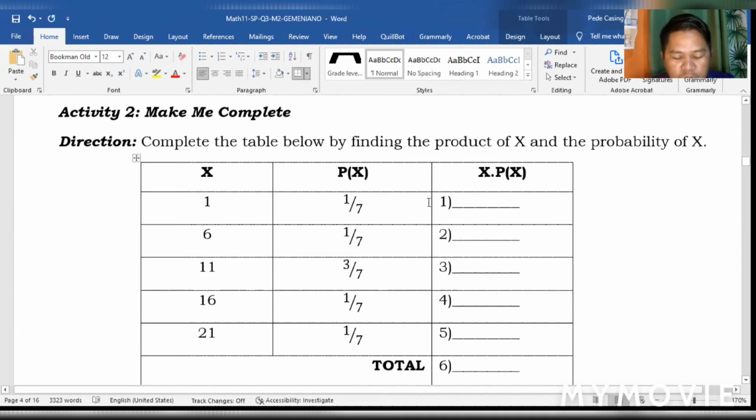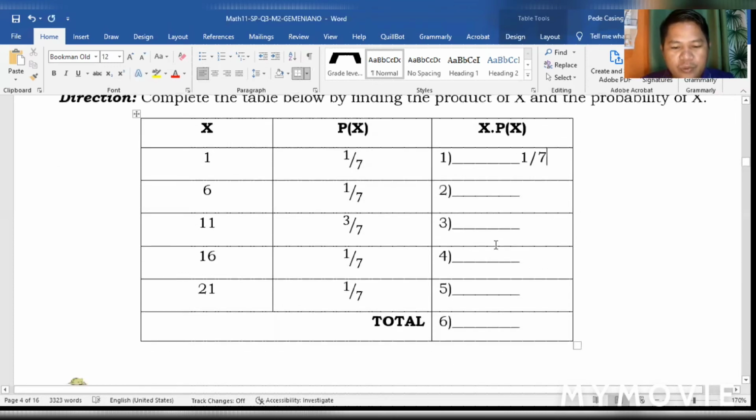So all you have to do to find the product of X times P of X is multiply 1 times 1/7. So that is 1 times 1, 1. So you can write here 1/7. Then continue with number 2, 3, 4, 5. You just multiply 6 times 1/7. Then you write the answer. After that, you add all the X times P of X so that you can get the total.